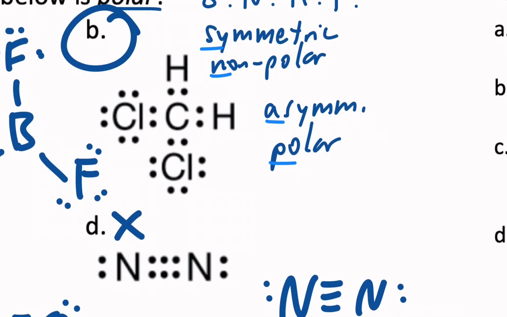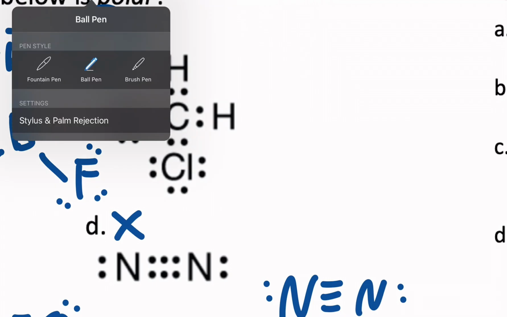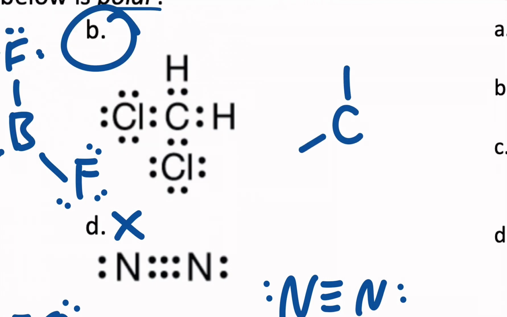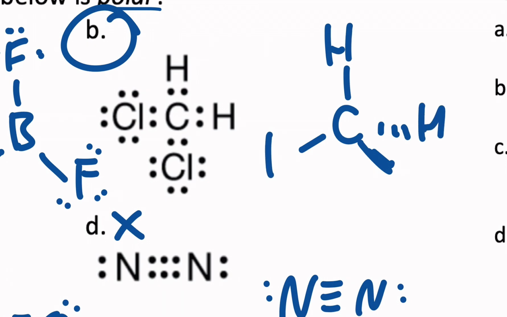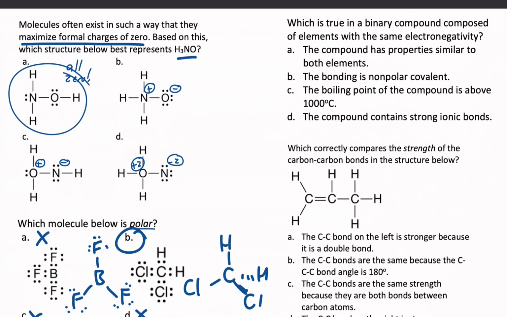But B is polar. B has asymmetry because, even though it's a tetrahedron around the carbon atom, 2 of the bonded atoms are H's and 2 of them are chlorines, so there is an uneven distribution of electron density. You have dipoles pointing toward the chlorine atoms that are much more significant and in different directions than the little tiny dipoles that might be pointing toward the hydrogens. So B is the only one that's polar.